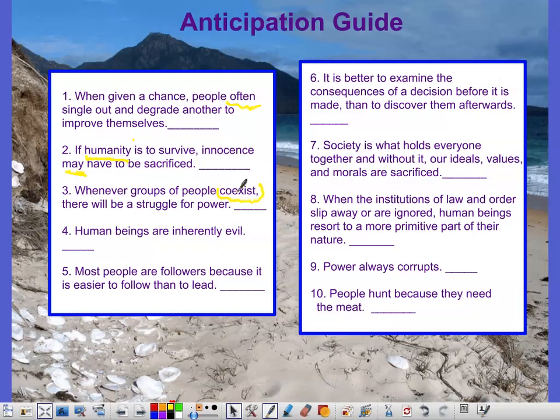Whenever groups of people coexist, there will be a struggle for power.